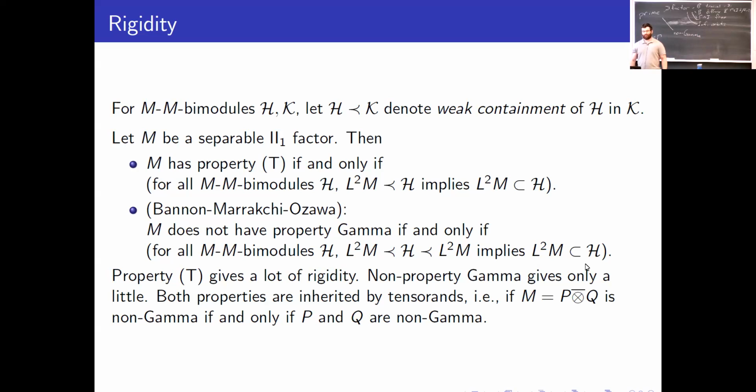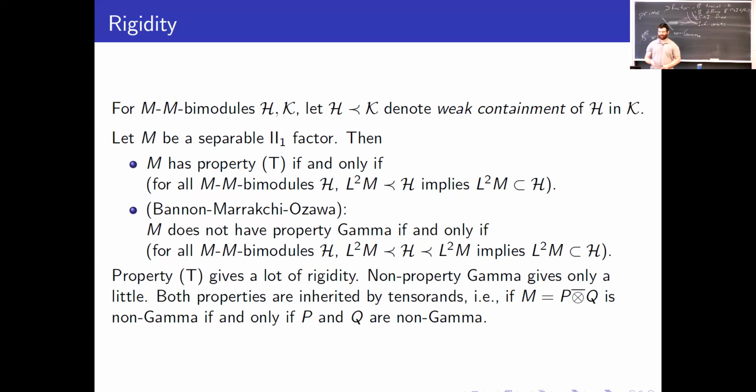Okay. And then there's a nice characterization of property gamma, which is proved in this Bannon-Marrakchi-Ozawa paper of 2019. M is non-gamma if and only if bimodules that are weakly equivalent to trivial contain the trivial bimodule. Okay, so this is kind of strange. I think weakly containing the trivial kind of makes sense, like you have almost central vectors, but this being weakly contained in trivial is a weird property. So I think that's maybe something people haven't thought about as much. So we have to justify why this is actually useful, which is the plan.